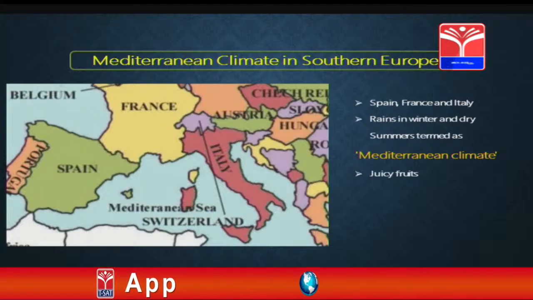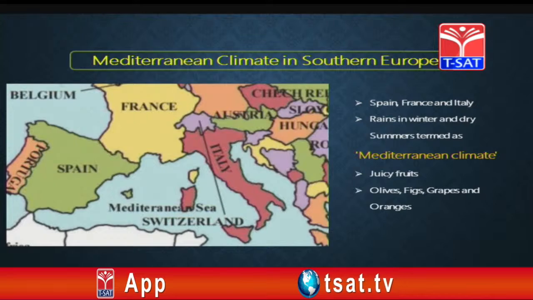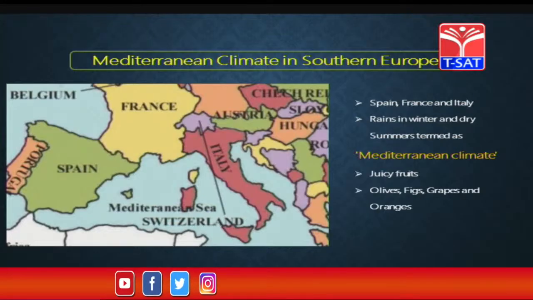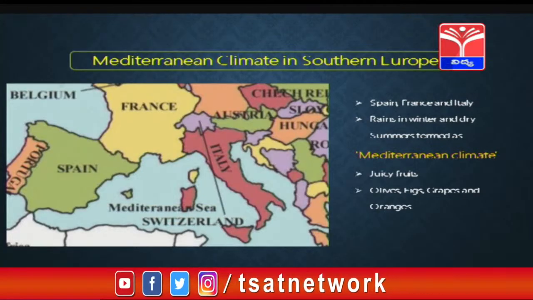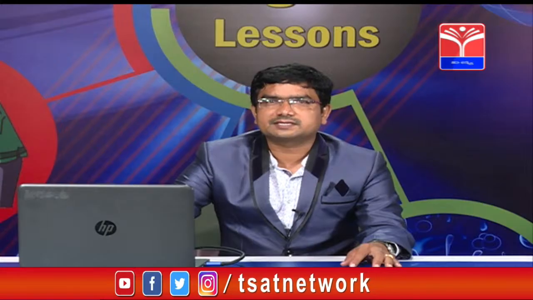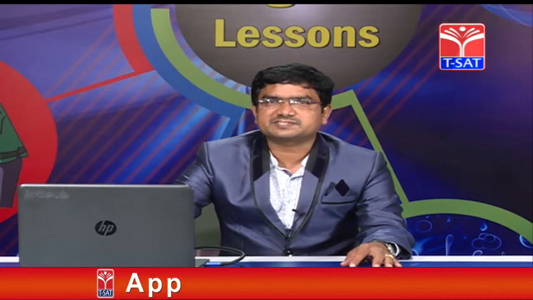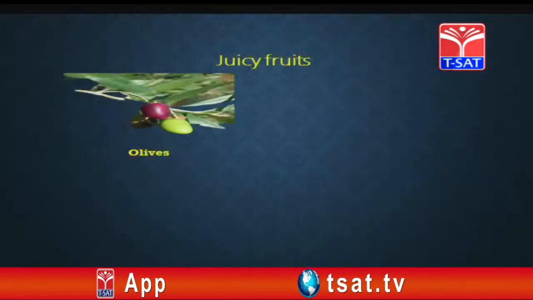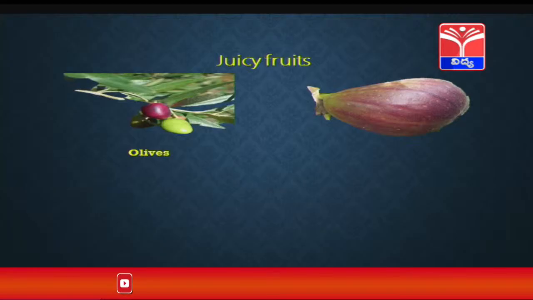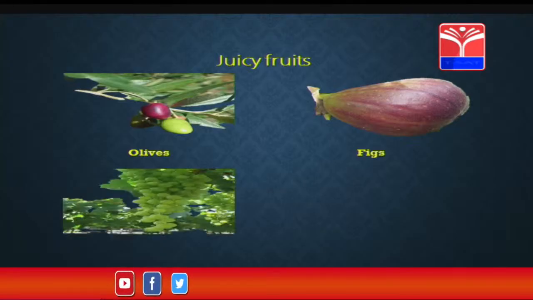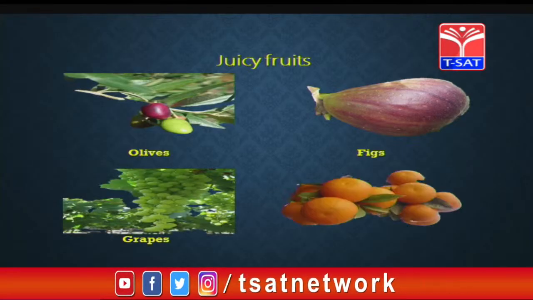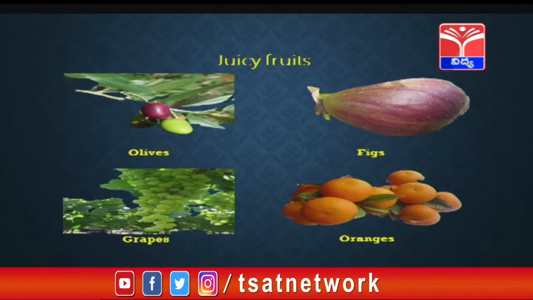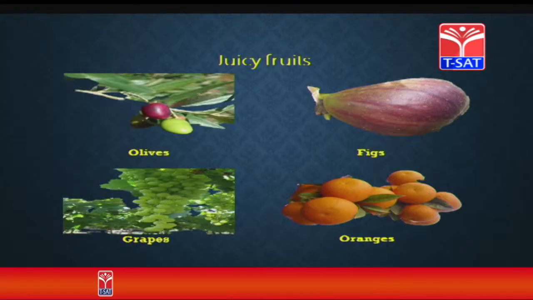This climate is very suitable for juicy fruits like oranges, figs, grapes and olives. Children, I think you like fruits, and Western fruits are very juicy and yummy. Juicy fruits like olives, figs, grapes, oranges, etc. are grown extensively in Europe.